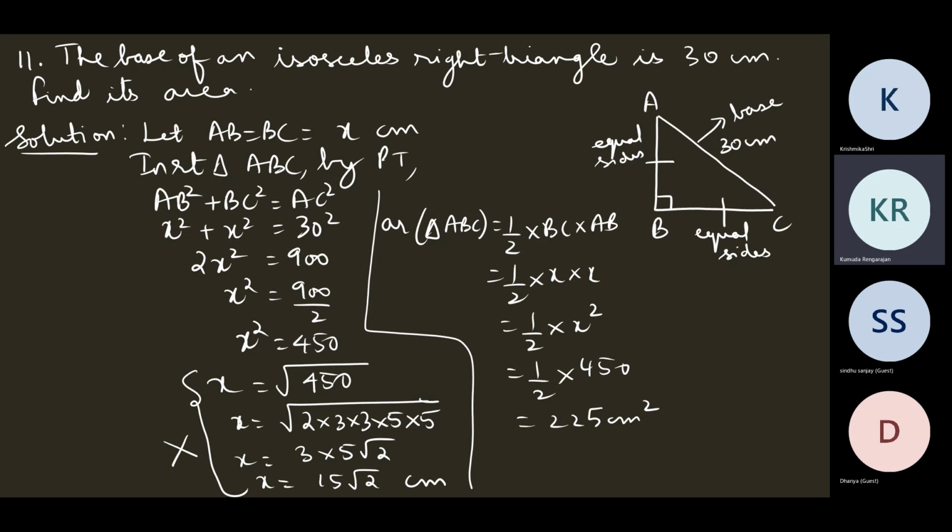So the base is given, base is the hypotenuse. We do not know AB and BC, they are the equal sides. So we'll say let AB equal to BC be equal to x centimeters. Then we can only use Pythagoras theorem to construct an equation.